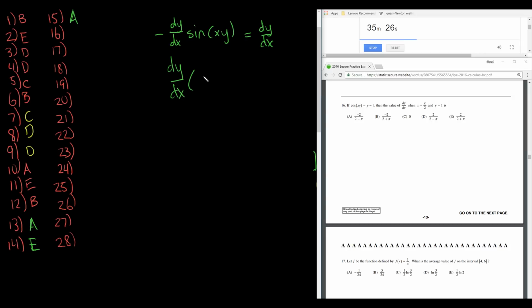Well, actually, dy dx. Okay, so then we add this to both sides, and factoring out dy dx, you get the sine of xy plus 1 equals 0. So that makes 0 sense. Oh, wait.